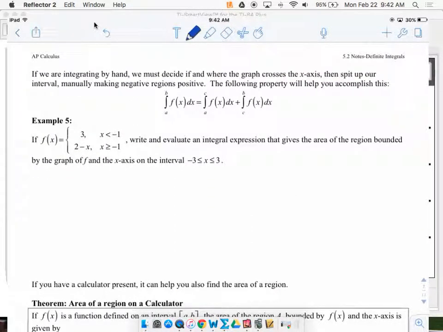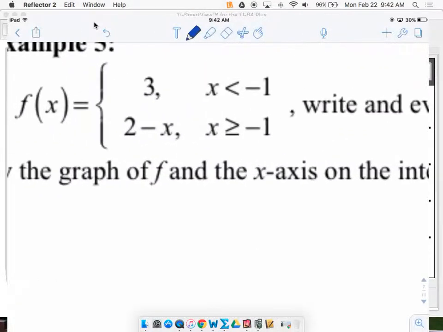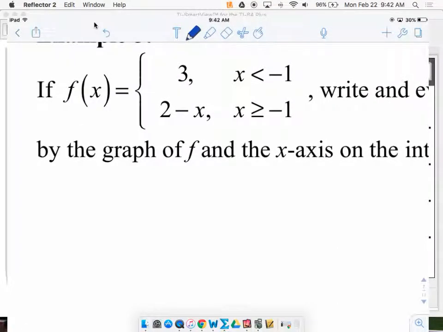All right, so write and evaluate the integral expression that gives the area of the region bounded by the graph and the x-axis from -3 to 3. So what you guys should do is see if you can come up with the graph of that. Just draw it the best you can.